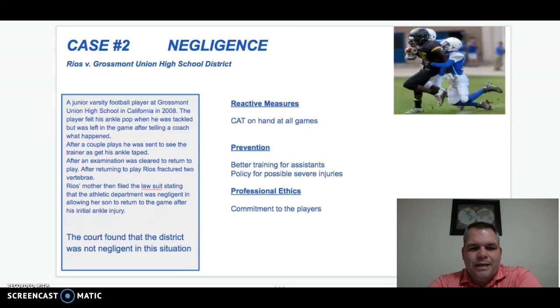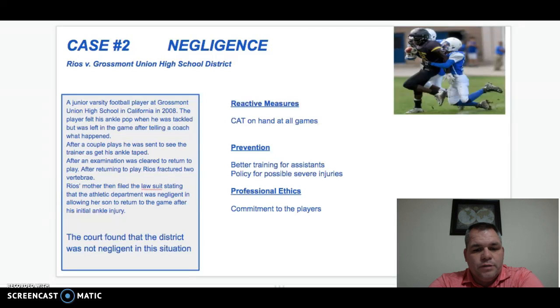Case number two is negligence again. Rios versus Grossmont Union High School District. So a JV player at the high school in California, 2008, fell and felt his ankle pop when he got tackled. So he left the game and told the coach what had happened. After a couple plays, he was sent in to see the trainer and get his ankle taped. After they examined him, he was cleared to return to play. And after returning to play, he fractured two vertebrae.